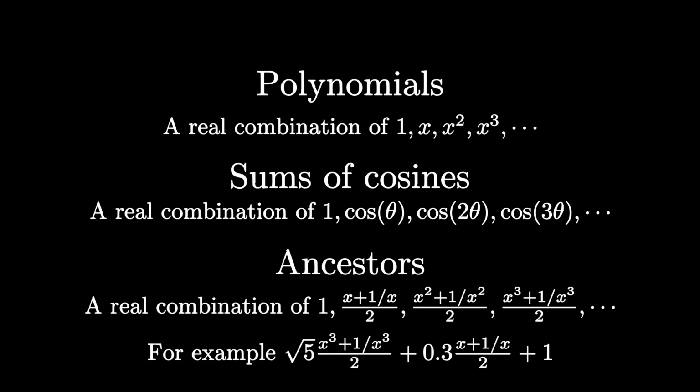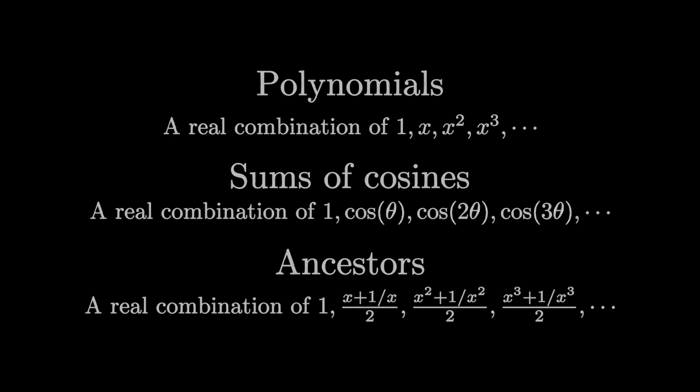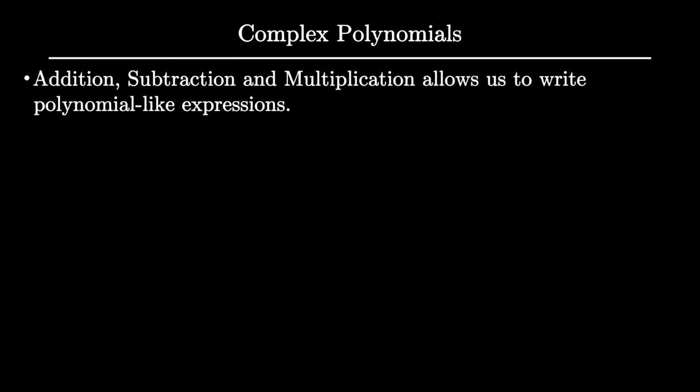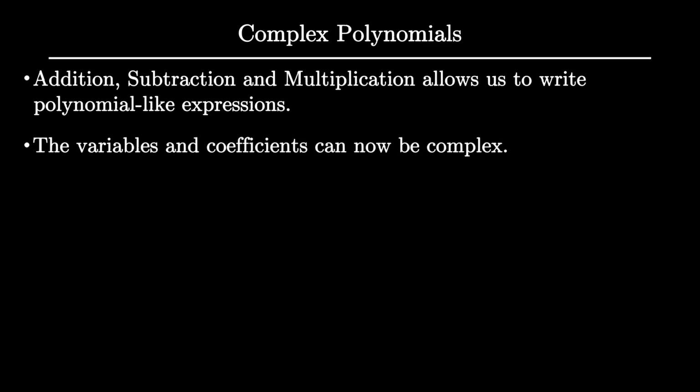You might be curious right now about the similarities between ancestors and polynomials, since they look somewhat similar, and we will analyze this in more detail. But first, let's take a short look at complex polynomials. Since complex numbers can be added and subtracted and multiplied, and they have all those nice properties we saw earlier, we can write polynomial-like expressions and they will make sense as functions where the inputs are complex numbers. Even the coefficients can be complex numbers, and all the operations make sense.